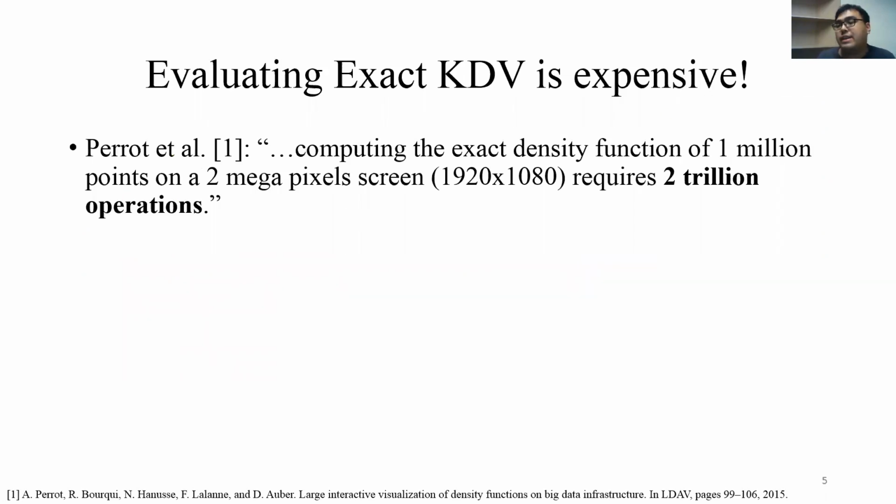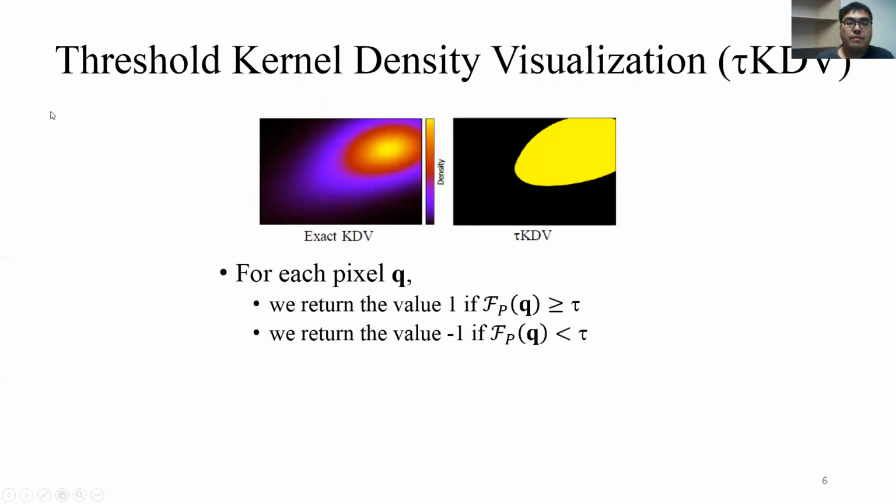However, evaluating exact KDV is very expensive, as pointed out in this paper. Computing the exact density function of 1 million points on a 2 megapixel screen requires 2 trillion operations. That's why we need to use some types of approximations to make it faster. In our paper we focus on one type of approximation: the threshold kernel density visualization.